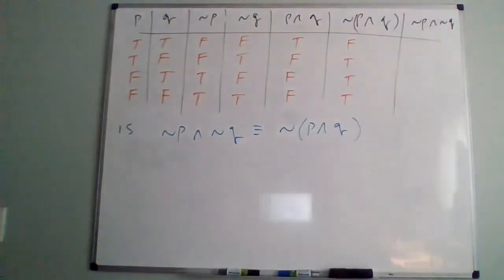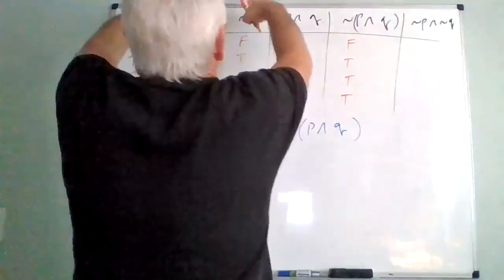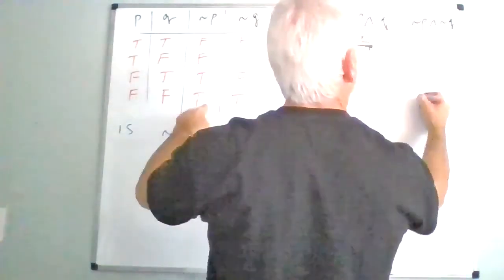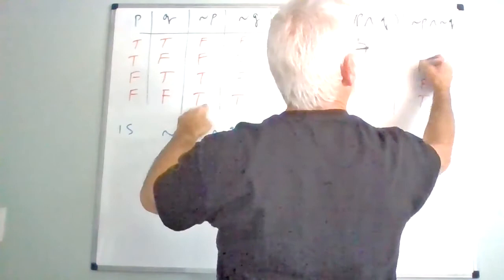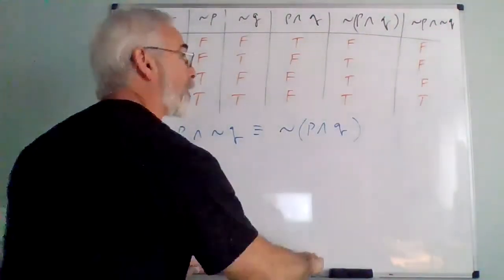Now, finally, I want not P and not Q. Well, the only one that's going to be true is the last one. All the others will be false. So now we are done with the truth table and we can make our conclusion.